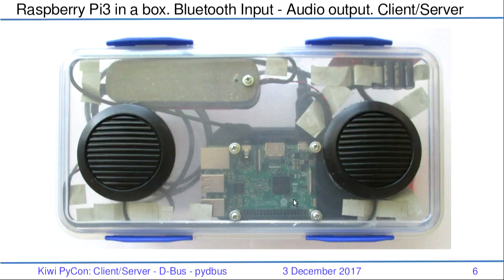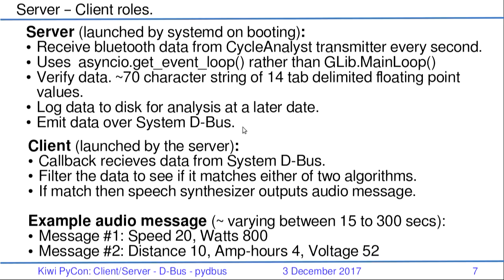which is a Raspberry Pi 3 sitting inside a box with two loudspeakers, which are meant to be waterproof, and there's a little amplifier in there. The Raspberry Pi 3 has Bluetooth capability, and the roles here: the server receives the Bluetooth data from the cycle analyst transmitter every second.